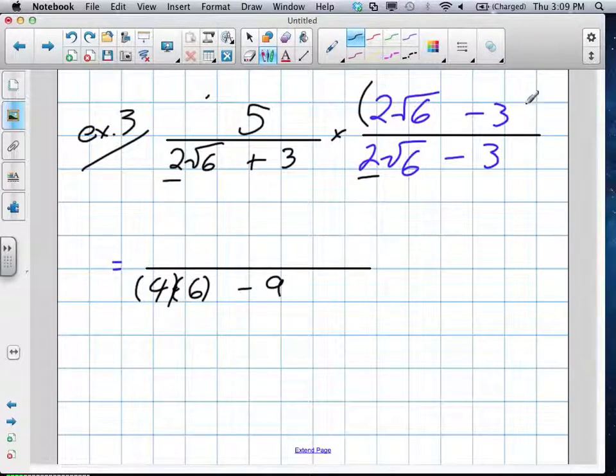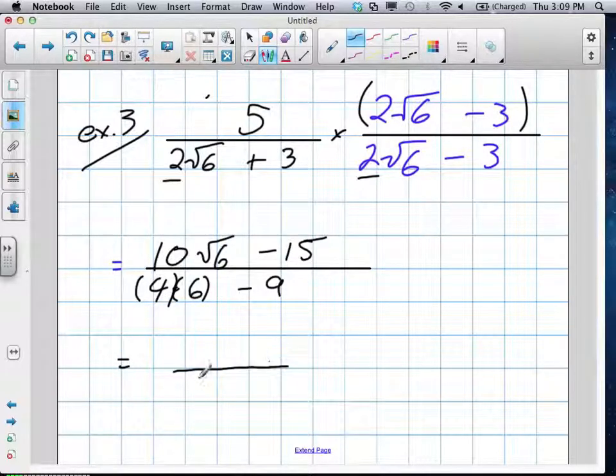On the top, distributive property again is going to give us 10 root 6 minus 15. 10 root 6 minus 15. On the bottom, we'll have 24 subtract 9. What's 24 subtract 9? 15. 10 root 6 minus 15.